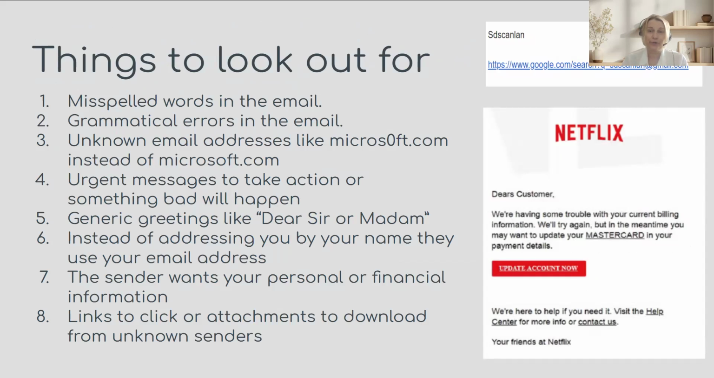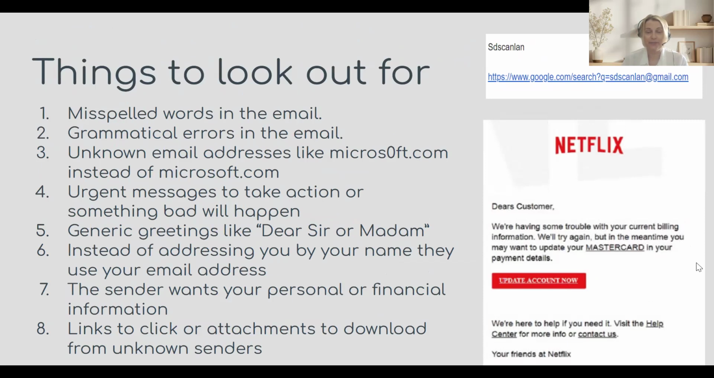So things to look out for. Misspelled words. Now, misspelled words is pretty common in phishing emails. If you see words spelled incorrectly in an email, that should alert you that there's something wrong. Number 2, grammatical errors in the email. If the email does not make sense, if words are repeated, if the sentences are incomplete, that should also alert you that something is wrong.